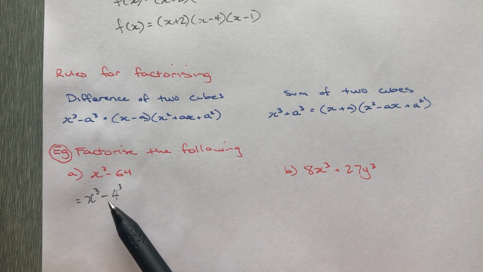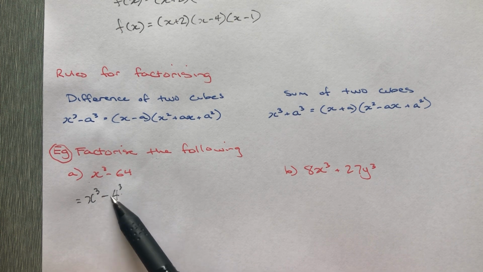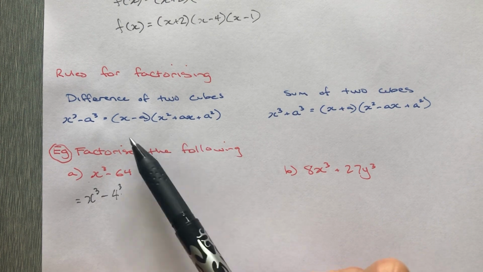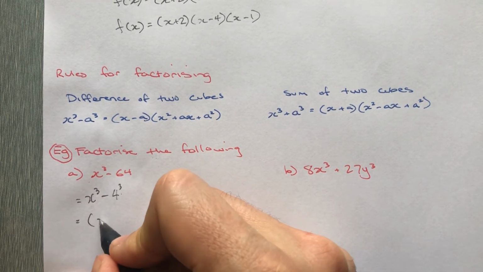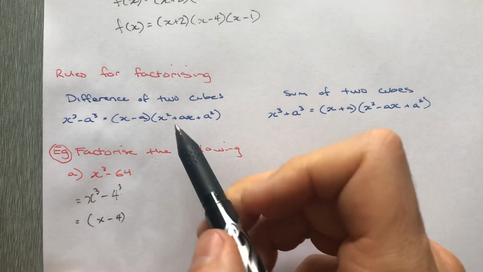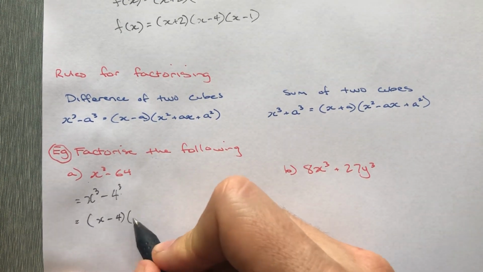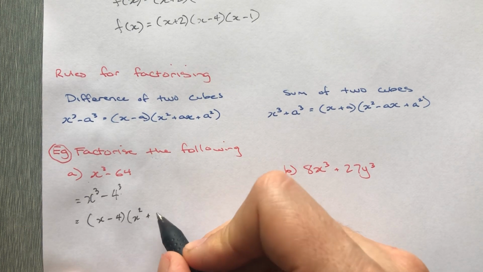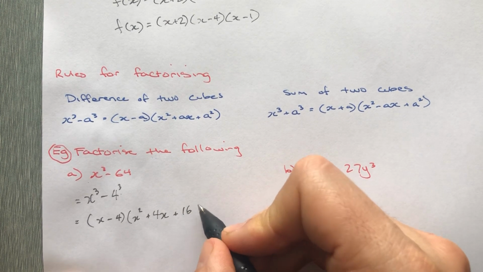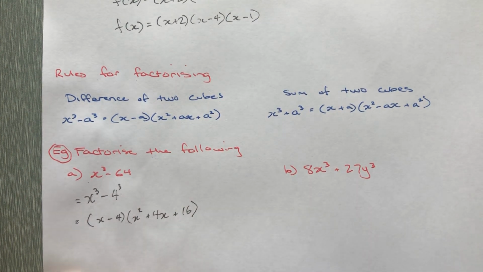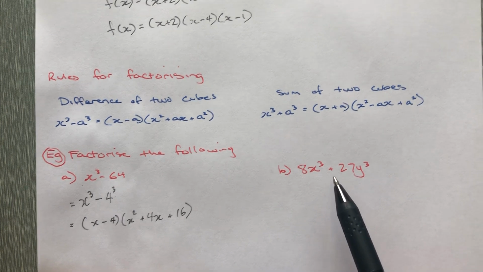All we need to do is just put our x and our a, this is going to be our a value, into this rule. So let's do that. So it's going to be x minus 4. I'm just looking straight at this rule here. X squared plus 4x plus 4 squared, which is 16. There we go. We've factorised that one using the rule that we were given. So let's move over to the next one.